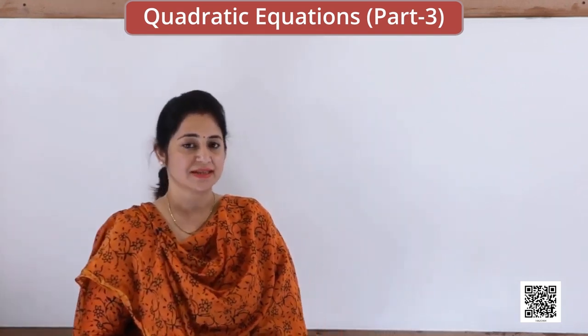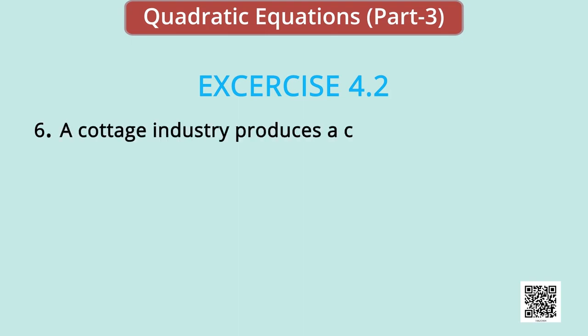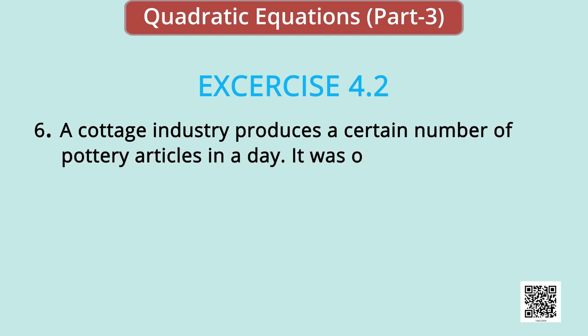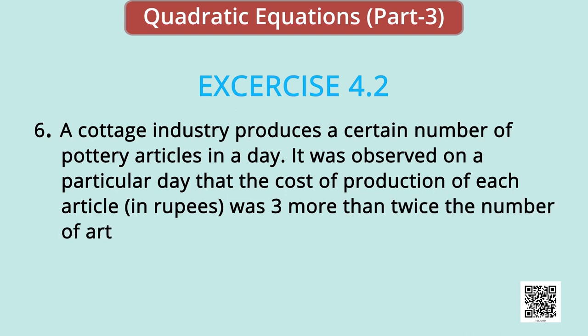So the next question is, sixth question. A cottage industry produces a certain number of pottery articles in a day. It was observed on a particular day that the cost of production of each article in rupees was 3 more than twice the number of articles produced on that day.